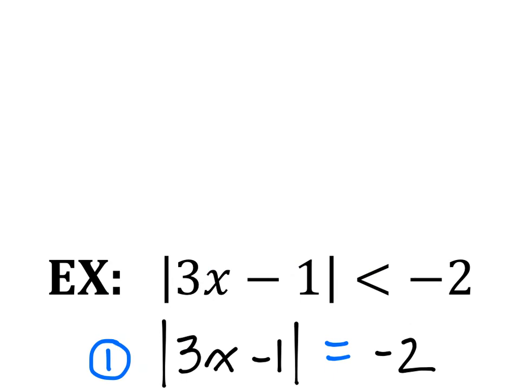Try this next example on your own. Absolute value of 3x minus 1 is less than negative 2. You might find something odd for your final answer, and we'll discuss it afterwards. Pause the video and try it now.